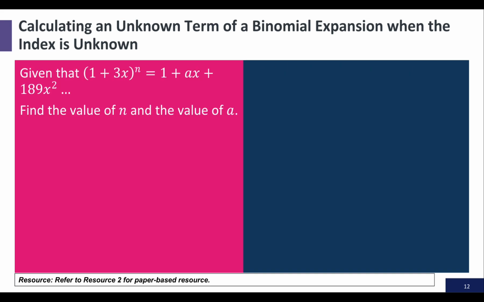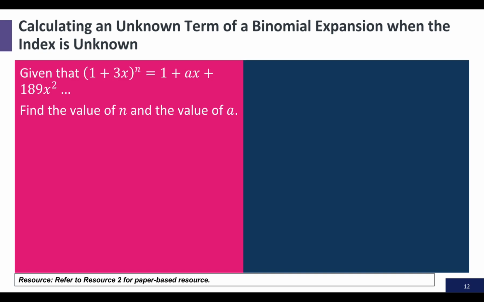Okay, so we're going to make this more difficult now. This time, we're given (1 + 3x)^n = 1 + ax + 189x² + ... Now let's just compare this with the previous example. Let's play the game of what's the same, what's different.